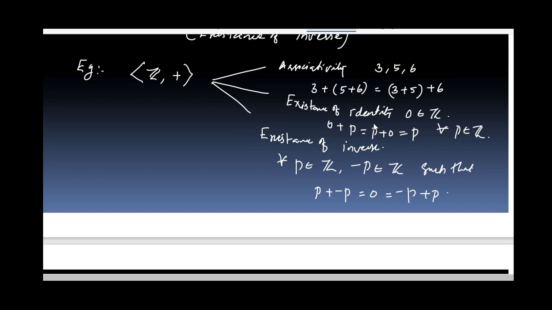So existence of identity, associativity, and existence of inverse, this together implies that (Z, +) is a group.